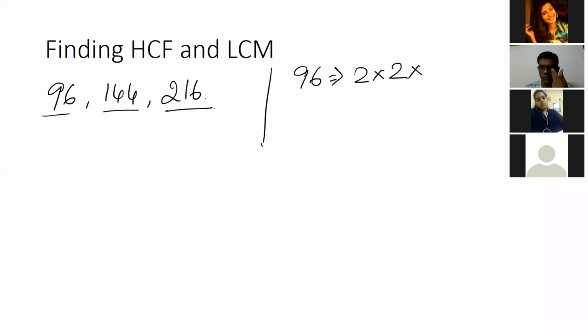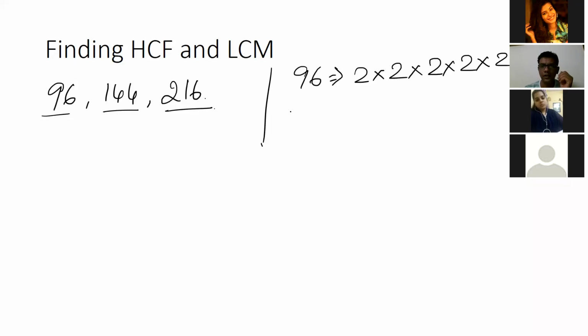Now remember the number 24 in your mind. 24 is 2 into 12. Now remember the number 12 in your mind. 12 is 2 into 6. And 6 is 2 into 3. Am I right? Not much of a difficulty?